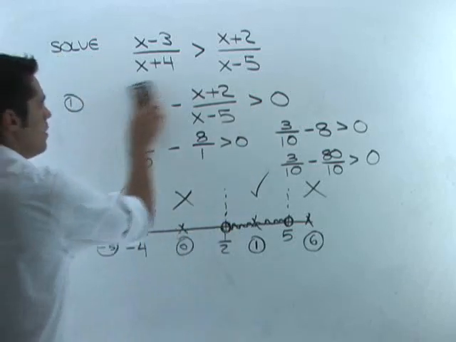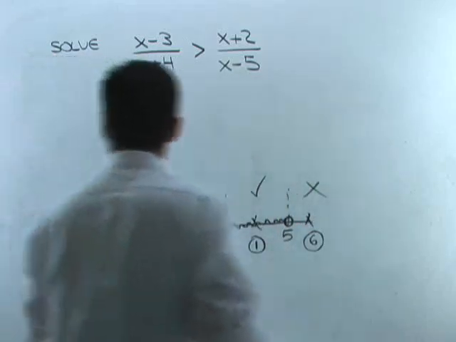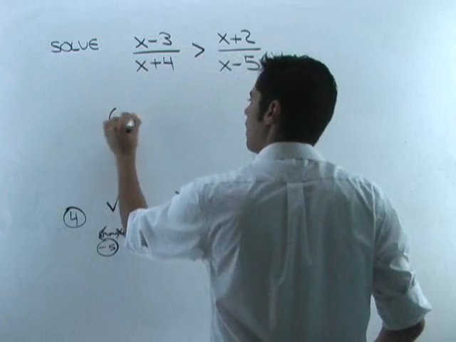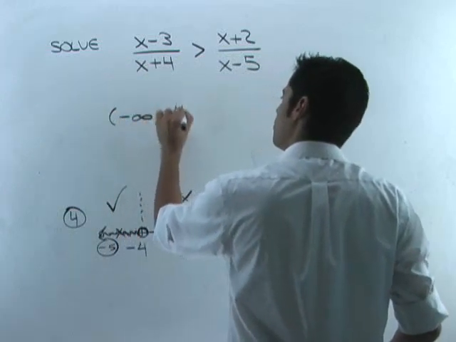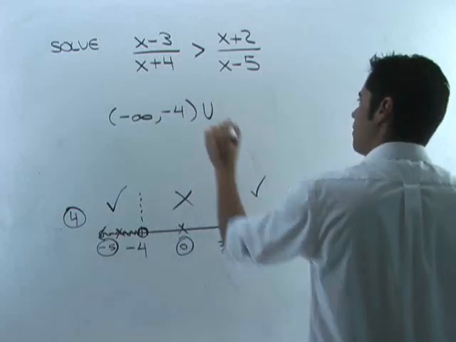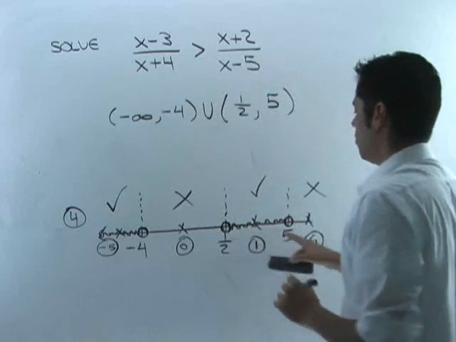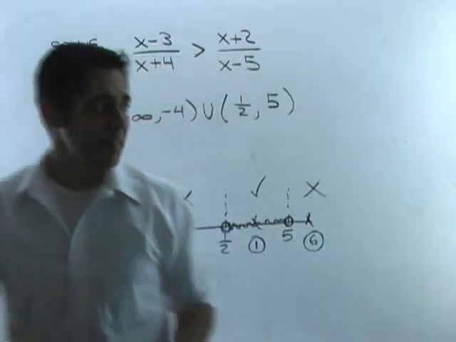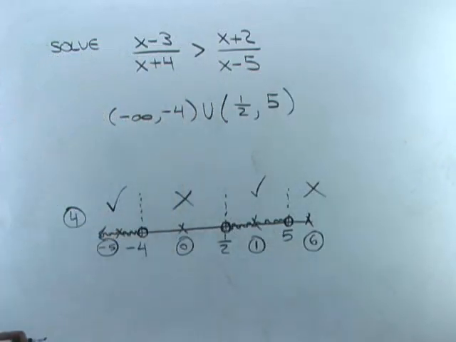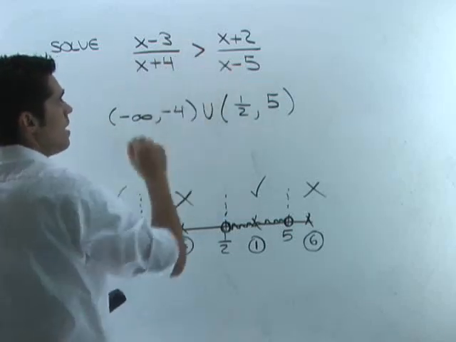And now I can write this solution set in interval notation. So it's everything to the left of negative 4. That's negative infinity to negative 4. Do not include negative 4. Then unioned with everything from 1/2 to 5, don't include the point 1/2 and don't include the point 5. And that's the solution set for this rational inequality. You plug any number in these intervals into this and it will be true.